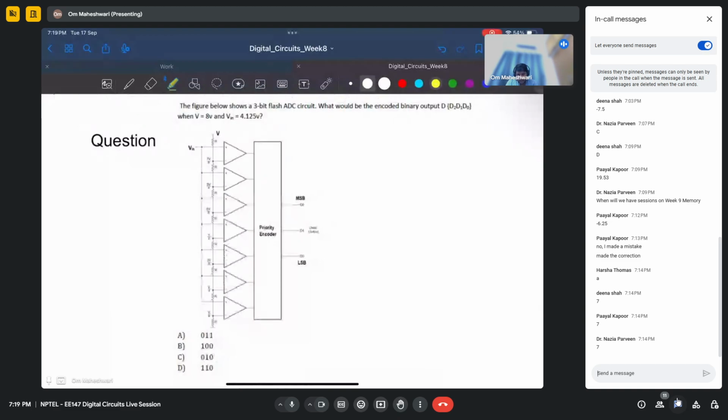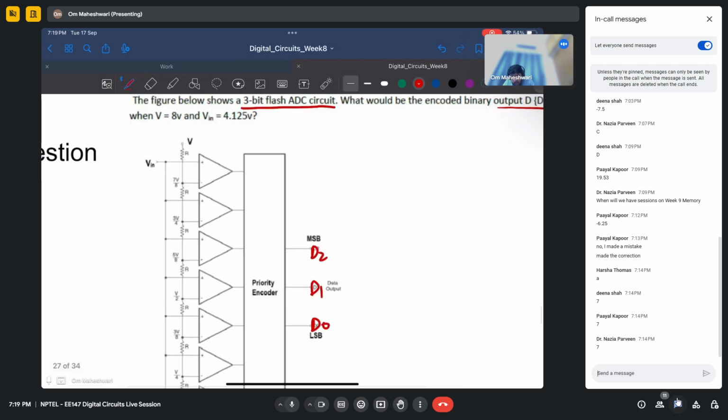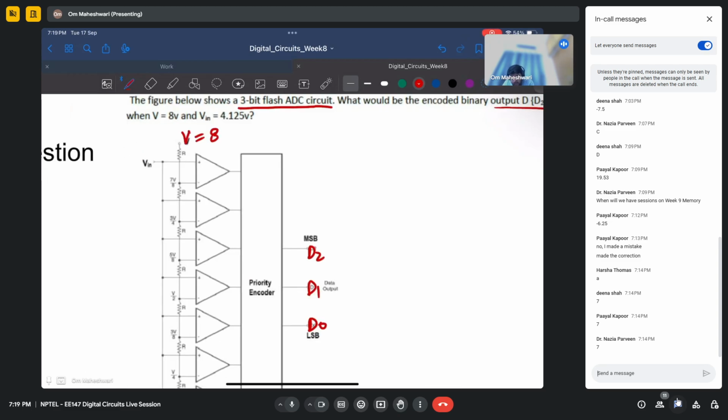So the question says, so I think it is not very clearly visible, so I'll rewrite whenever possible. So you have a 3-bit flash ADC. What is the decoded binary output D2, D1, D0? So this is D2, this is D1, D0, MSB to LSB, when this V is 8 volts and this Vin is 4.125 volts.